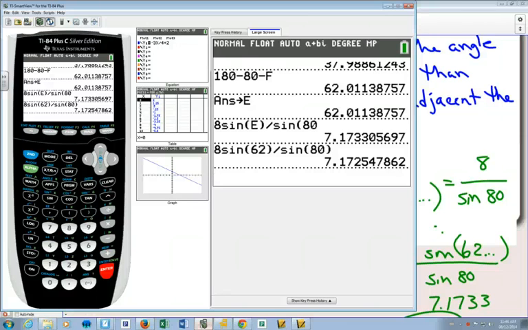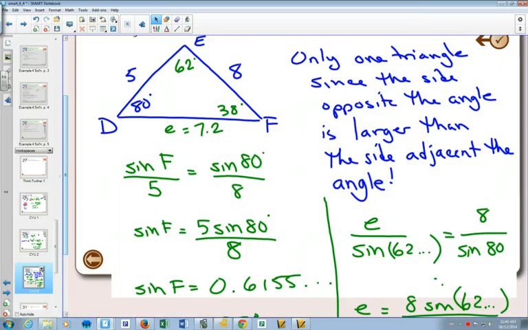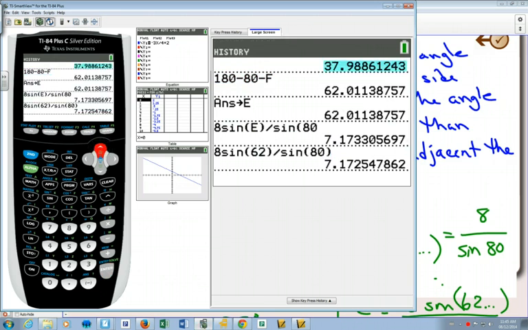Yes? How do you get the 62 point dot dot dot? I did the same thing that you did when you said you understood how you got to the 62, that you did 180 minus 80 minus 38. But instead of using the 38, because that's rounded, I did 180 minus 80 minus, and it was really 37.98. Right? So I didn't round early there. I just used all of my decimal places all the way through.